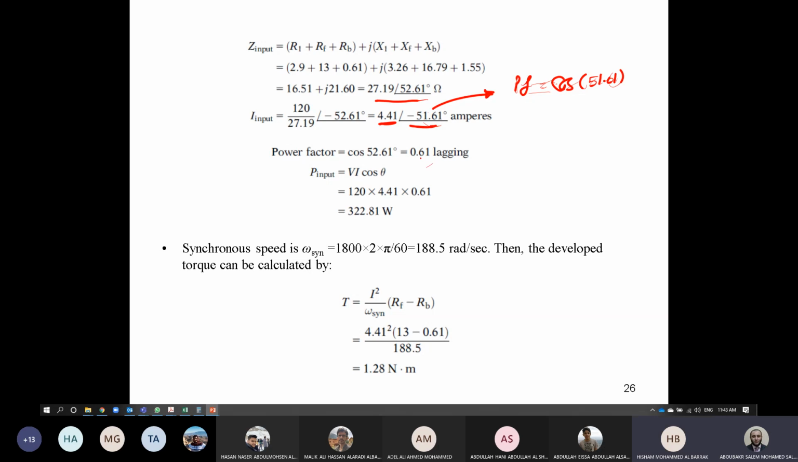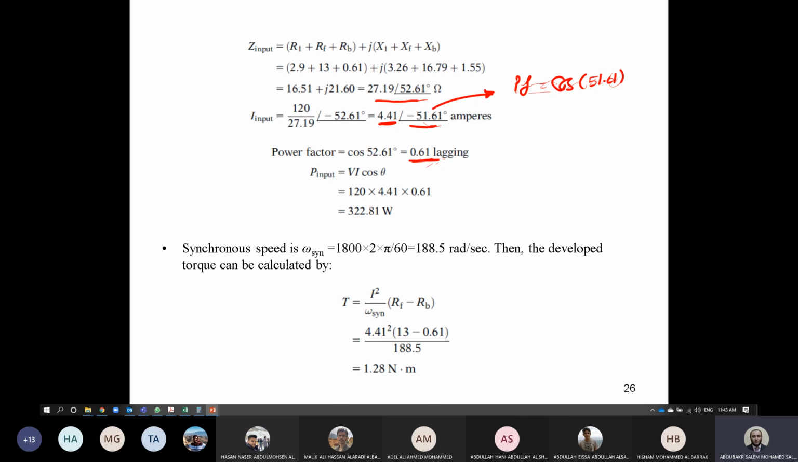It's written here, this is our lagging power factor. Of course, all the time the induction motor power factor will be lagging. Right, Shabab? All the time the induction motor power factor will be lagging. Of course, a synchronous motor can be lagging or leading, it's up to the excitation value. But here, because there is no excitation, the induction motor power factor all the time will be lagging.